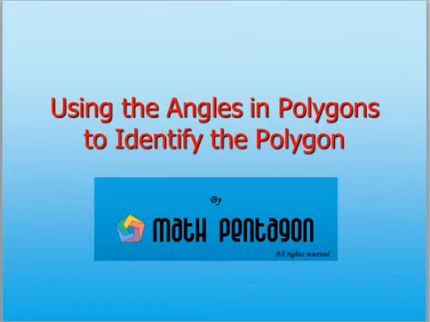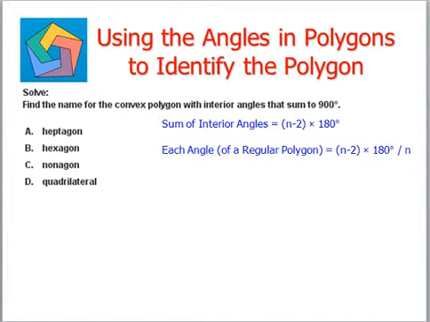Hello and welcome. Our topic for today is using the angles in a polygon to identify the polygon. To understand the concept, let's do some questions. The first one says, find the name for the convex polygon with interior angles that sum to 900.